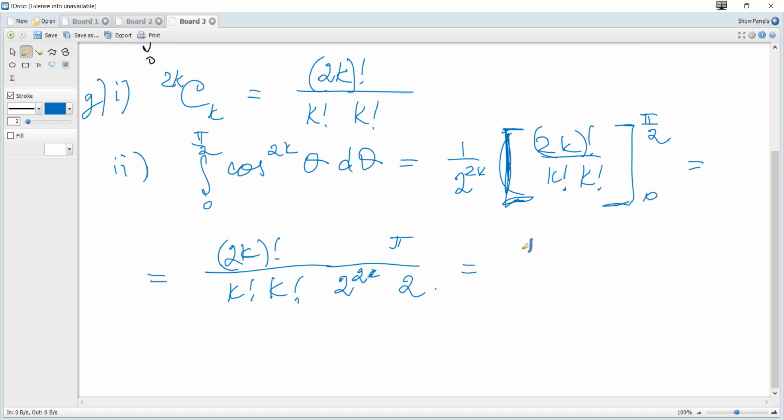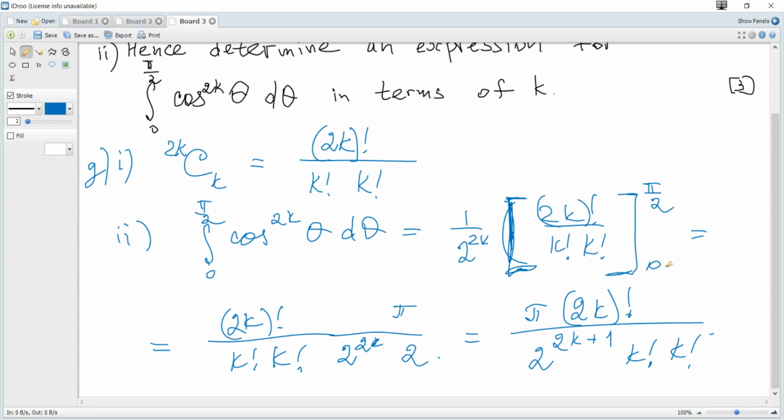Hence, finally, it's pi multiplied by 2k factorial divided by 2 to the power of 2k plus 1, multiplied by k factorial multiplied by k factorial. And that's all for this question.